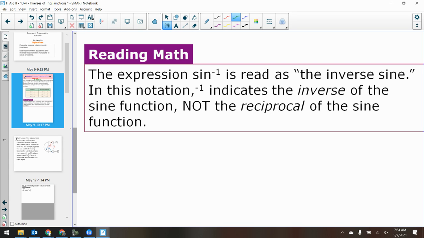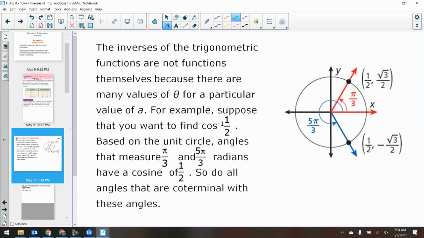Not sine inverse of theta, okay? Or of A. All right, again, the inverses of trigonometric functions are not functions themselves. Why are they not functions themselves? Well, because for each input value, I'm getting two possible output values, right?